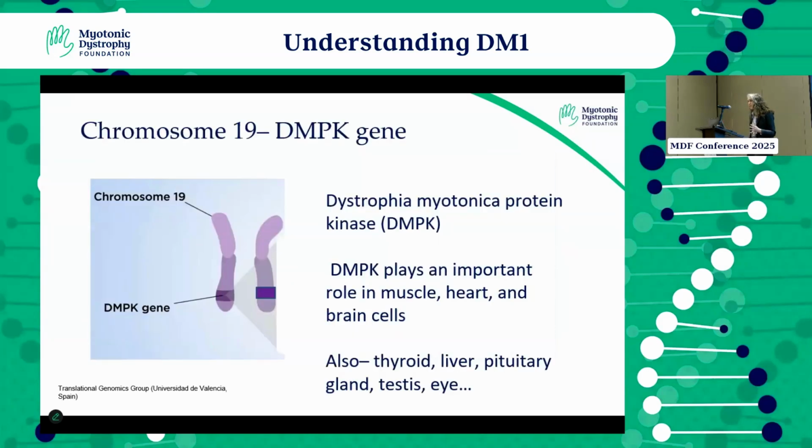So what is up with this chromosome 19? This is where the DMPK gene is located. DMPK is dystrophia myotonica protein kinase. This gene plays an important role in our muscle, our heart, and our brain cells, but it's also located in other parts of our bodies, such as the thyroid, liver, pituitary gland, which has a lot to do with hormones in our body, the testes, eye. So it's located in many different parts of our body.